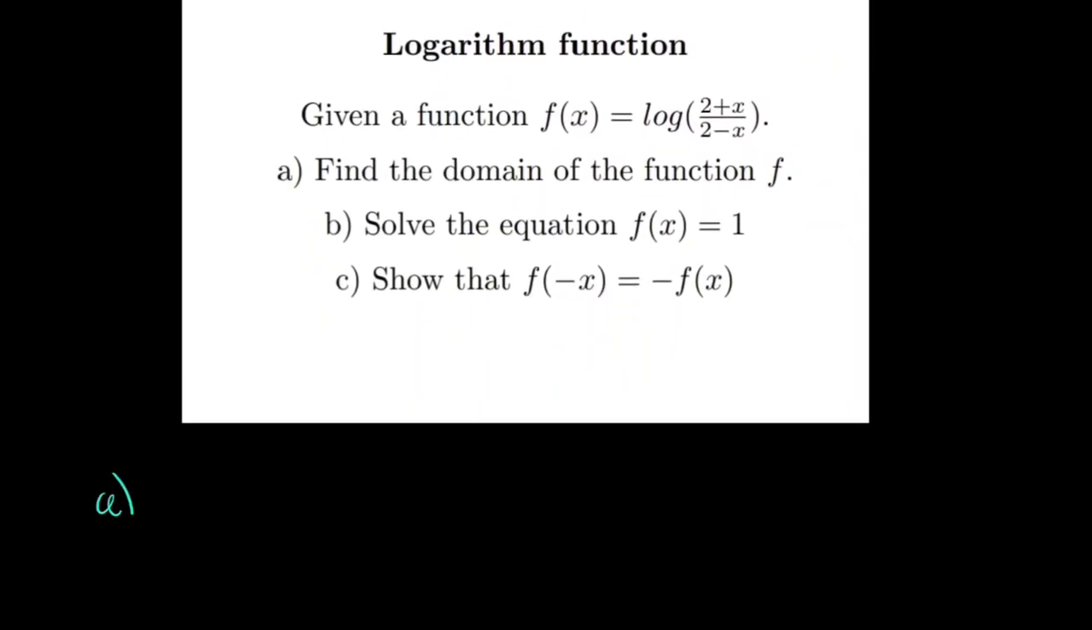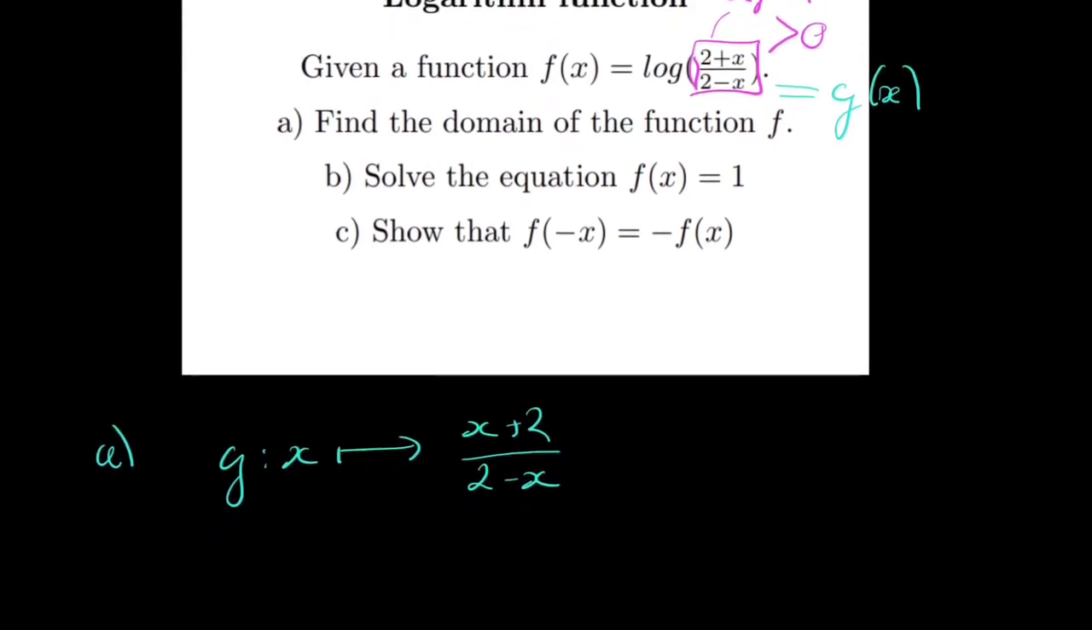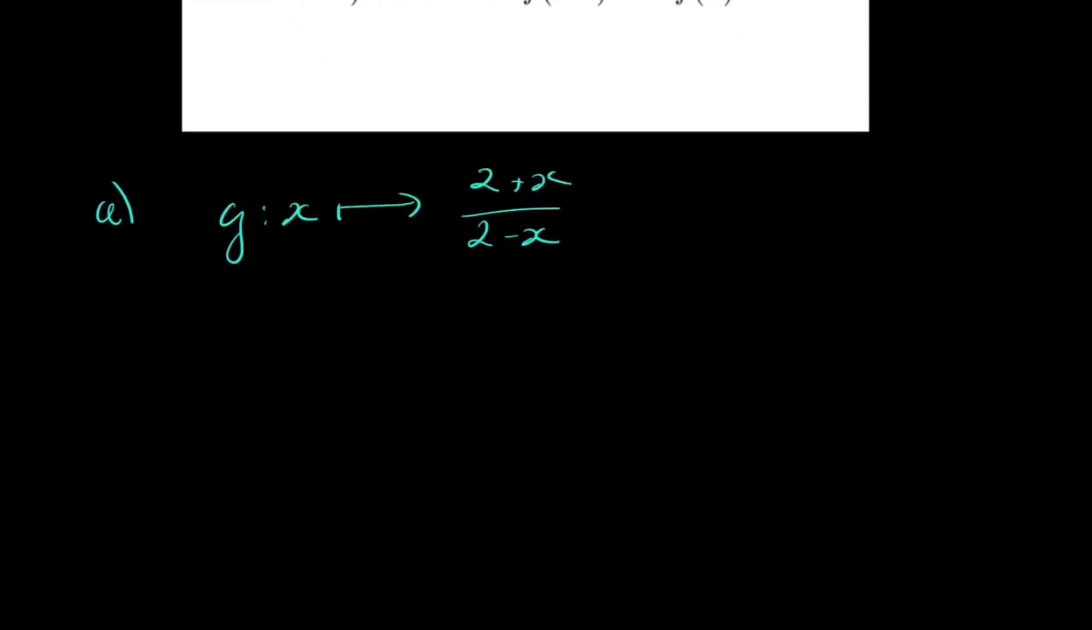We know that a logarithm function is defined when what's inside is of course defined and when what's inside is strictly greater than 0. So let's call what's inside g of x and study this side function g of x. So g of x is the function that given x gives back x plus 2 over 2 minus x. So this is really more convenient to say 2 plus x over 2 minus x.